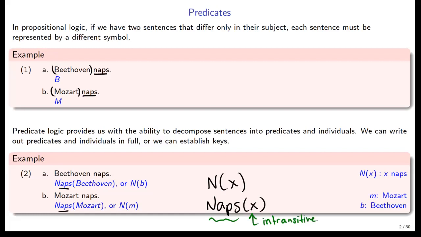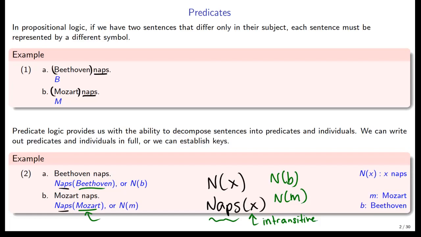So there's going to be some noun that goes in there, some person's name. And if I want to say Beethoven naps, then I put Beethoven's name in there, and that sentence is now Beethoven naps. If Mozart naps, I could put Mozart's name in there, and then it becomes Mozart naps. And if I want to put the full name in, I'll write the full name so that way it's easy to read. But I might write it shorthand and I might say like NB or NM. It's up to you, whichever one is easier.